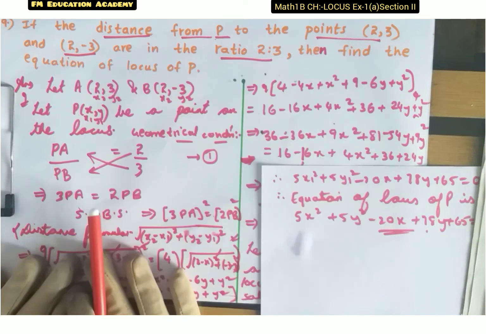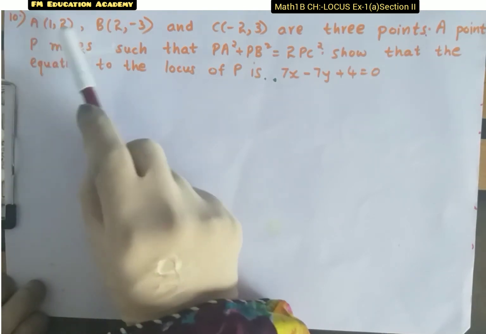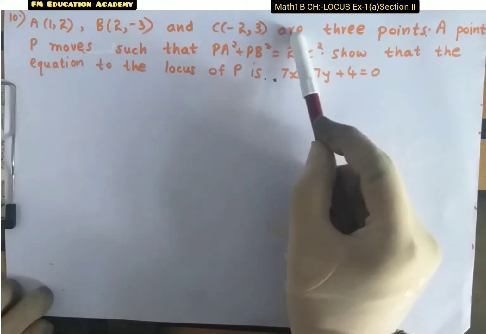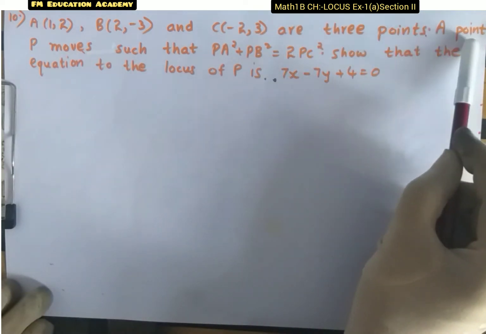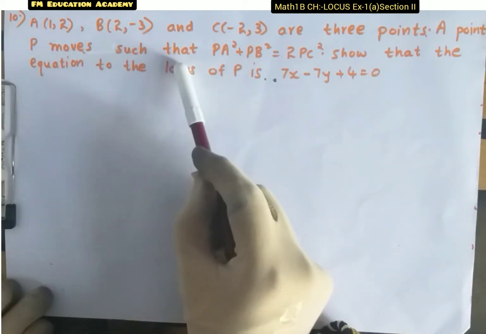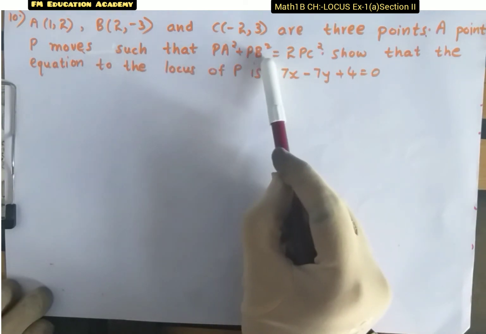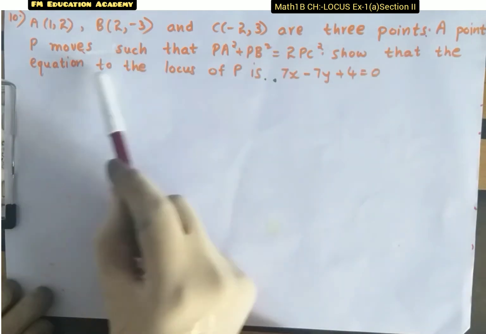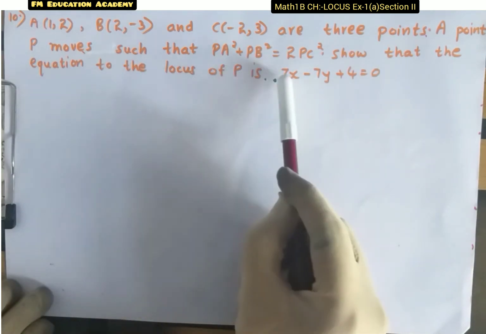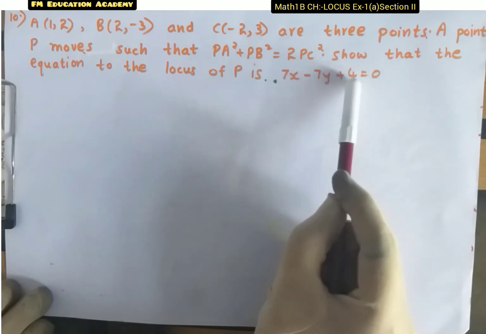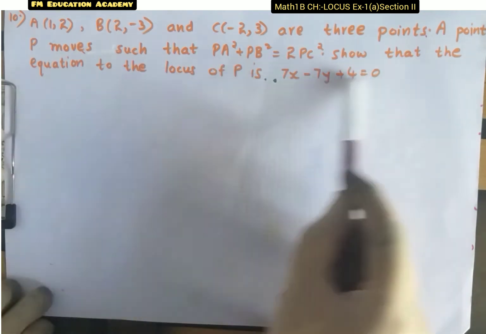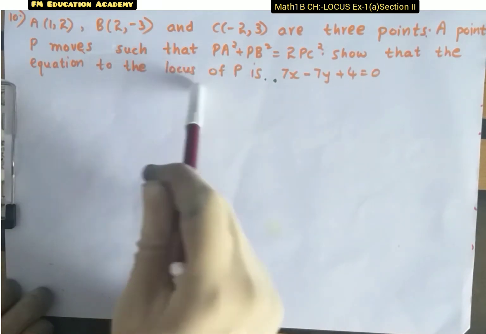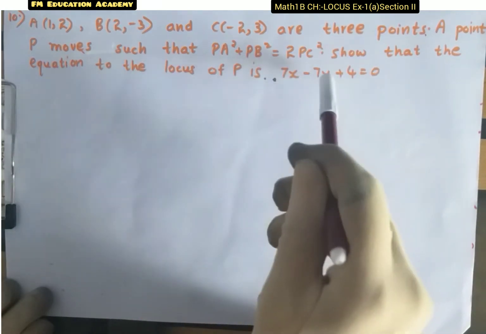Please practice that. Observe the 10th question. A 1, 2, B 2, minus 3 and C minus 2, 3 are 3 points. A point P moves such that PA square plus PB square is equals to 2PC square. Show that the equation to the locus of P is 7x minus 7y plus 4 is equals to 0. So as usual, what you have to find out? We have to find out the equation of locus of P, and the answer is given in the question only. We have to prove this.